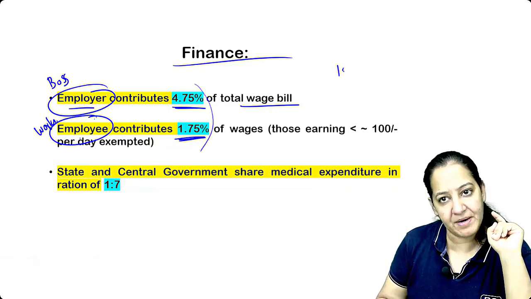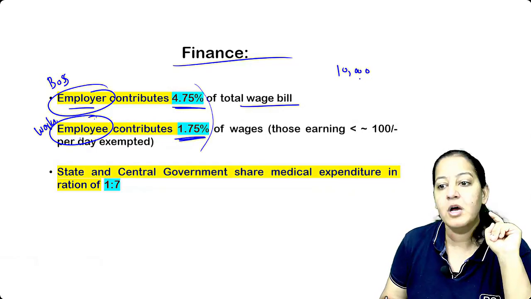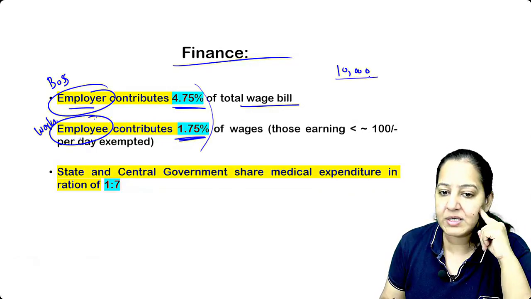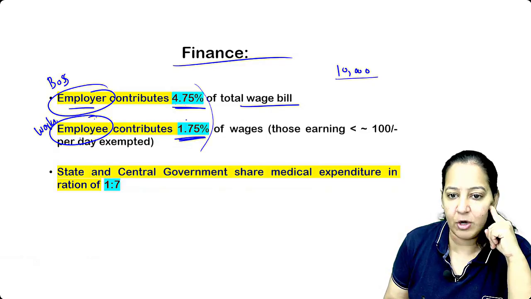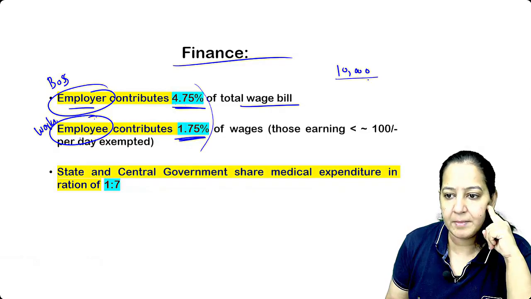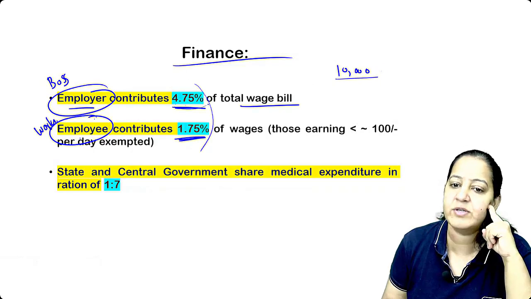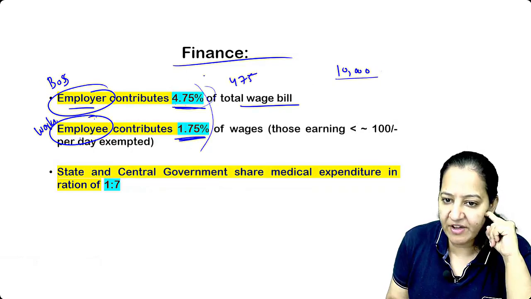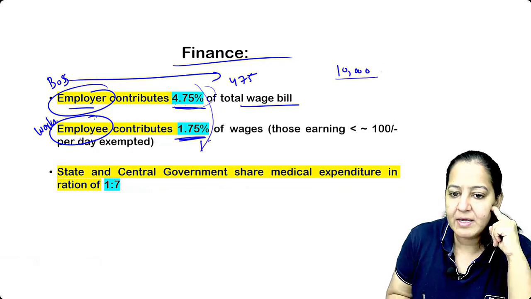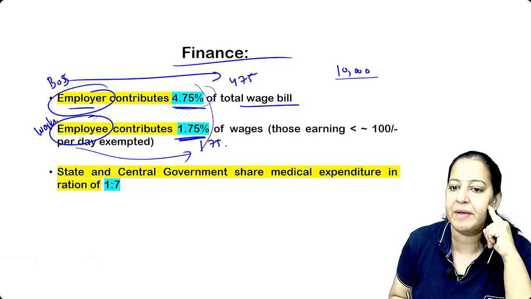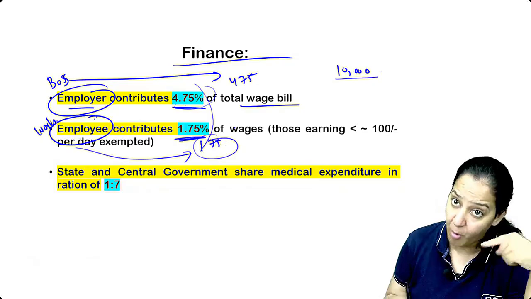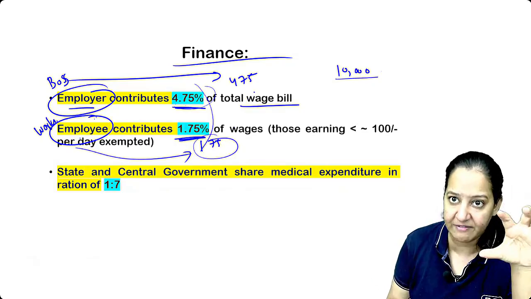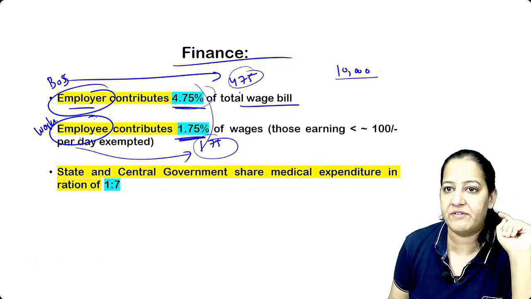Just suppose there is a person who earns 10,000. So how much will he have to pay? What is 4.75% of 10,000? It's 475 rupees. So 475 rupees every month the boss will pay, and 175 rupees the worker will pay. Every month they have to pay. The worker has to pay only 175. The employer of that factory or company will pay 475, right?